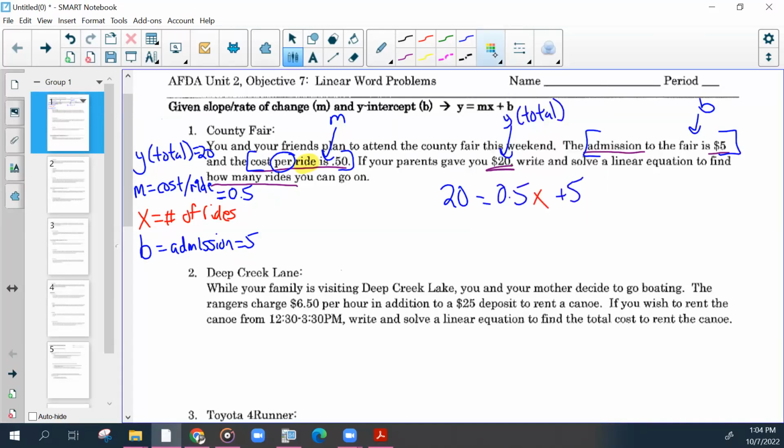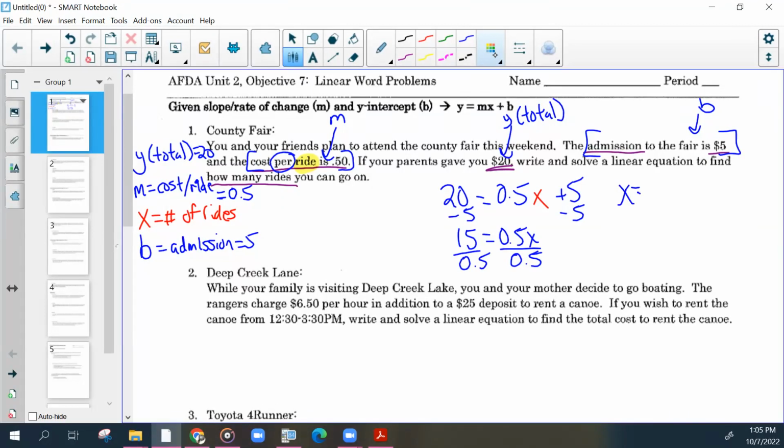So that was part 1 of the question, write and solve. So we wrote the equation. Now we just have to solve it for x. So this would give us 15 equals 0.5x. Divide both sides by 0.5 and calculate it. And x would equal 30.